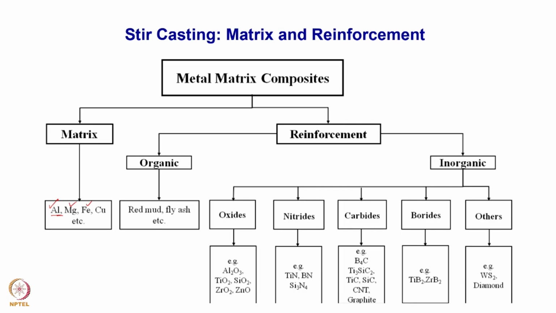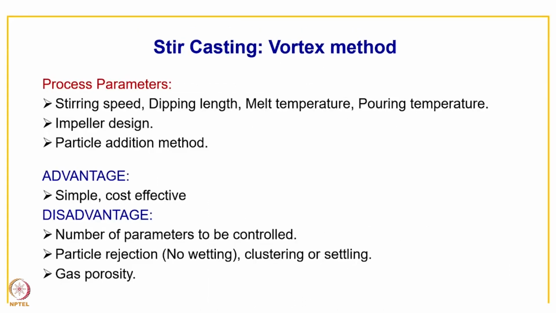Now let us look at some other methods also in the liquid metallurgy route. But before that, we can also have a look at the advantages and the disadvantages of this particular process called stir casting. So first, let us look at the process parameters.